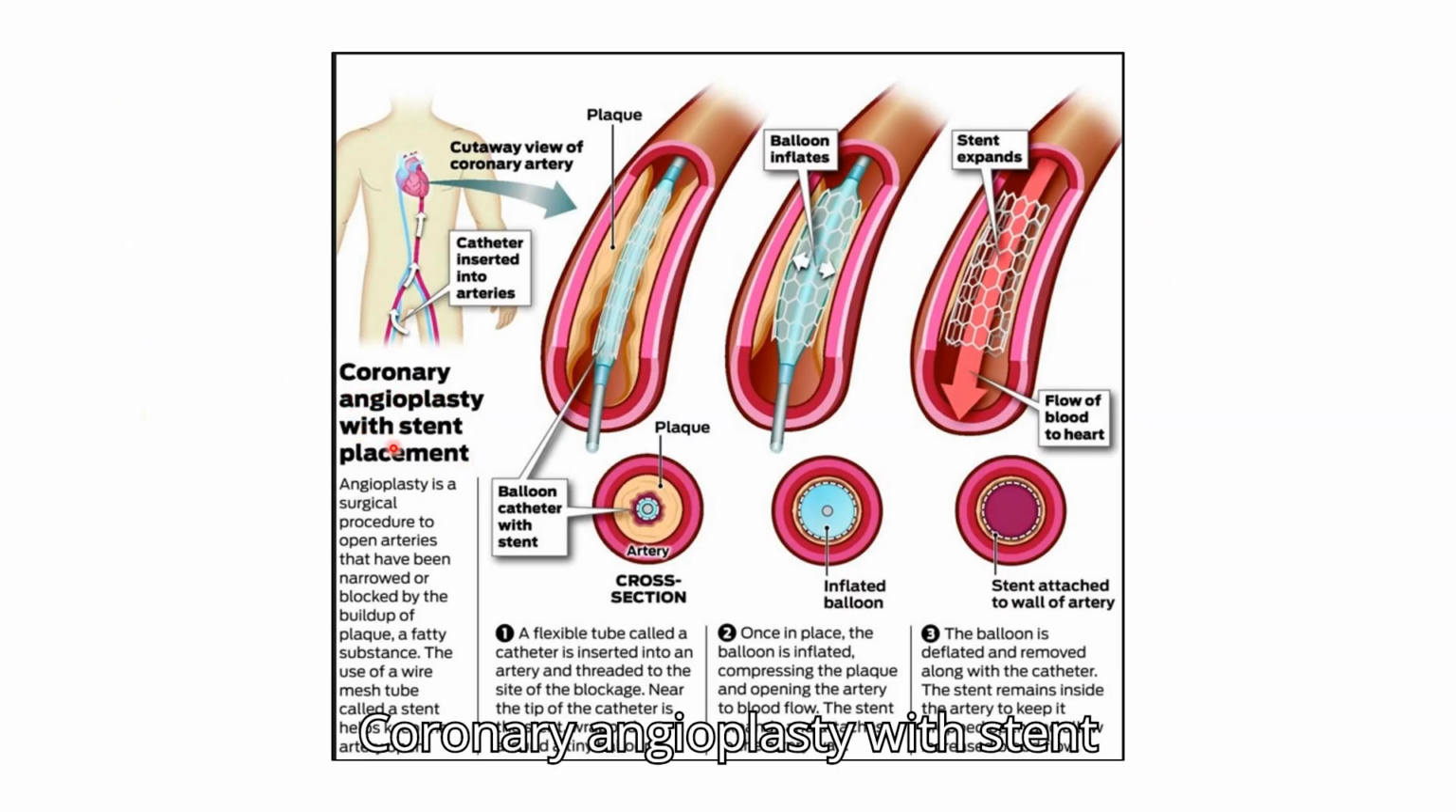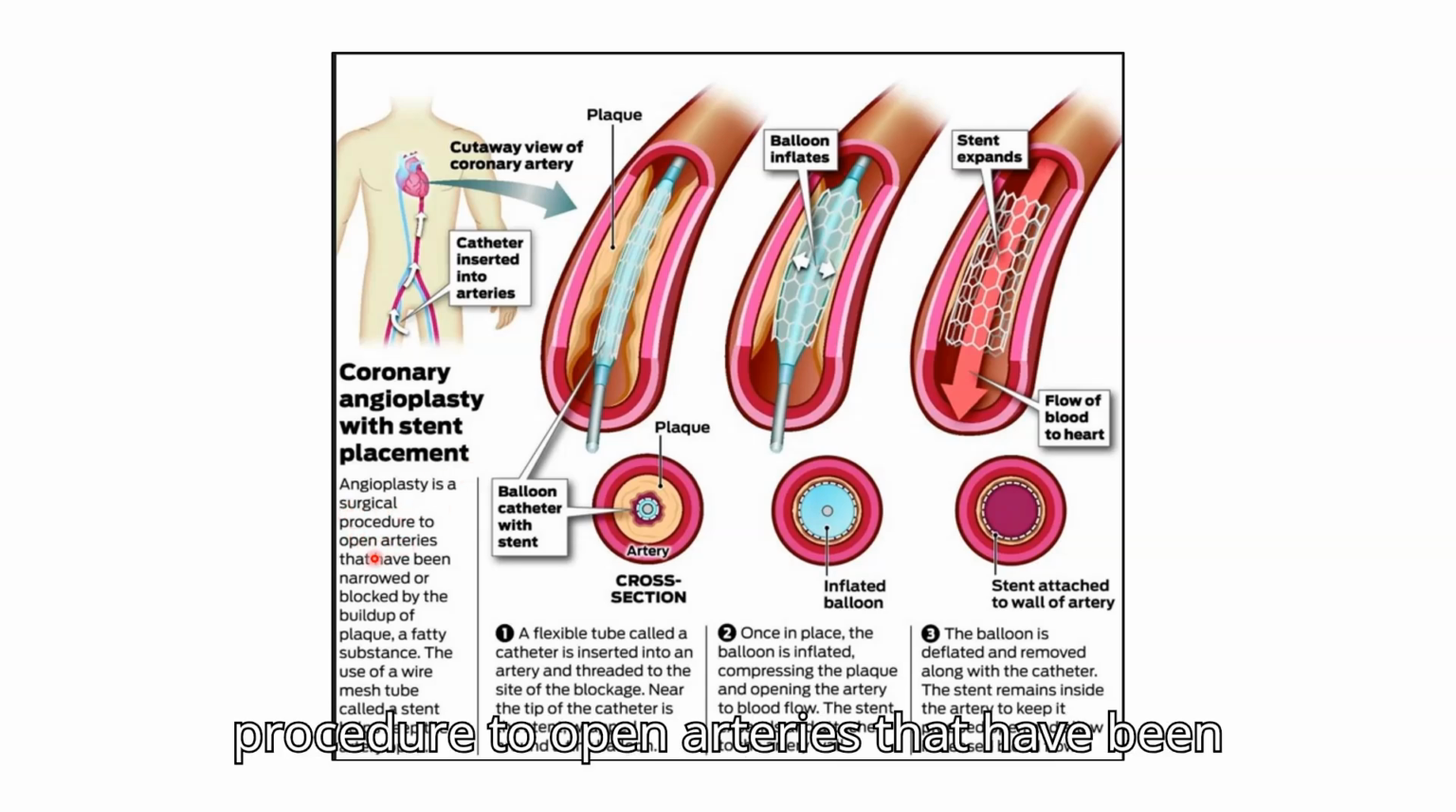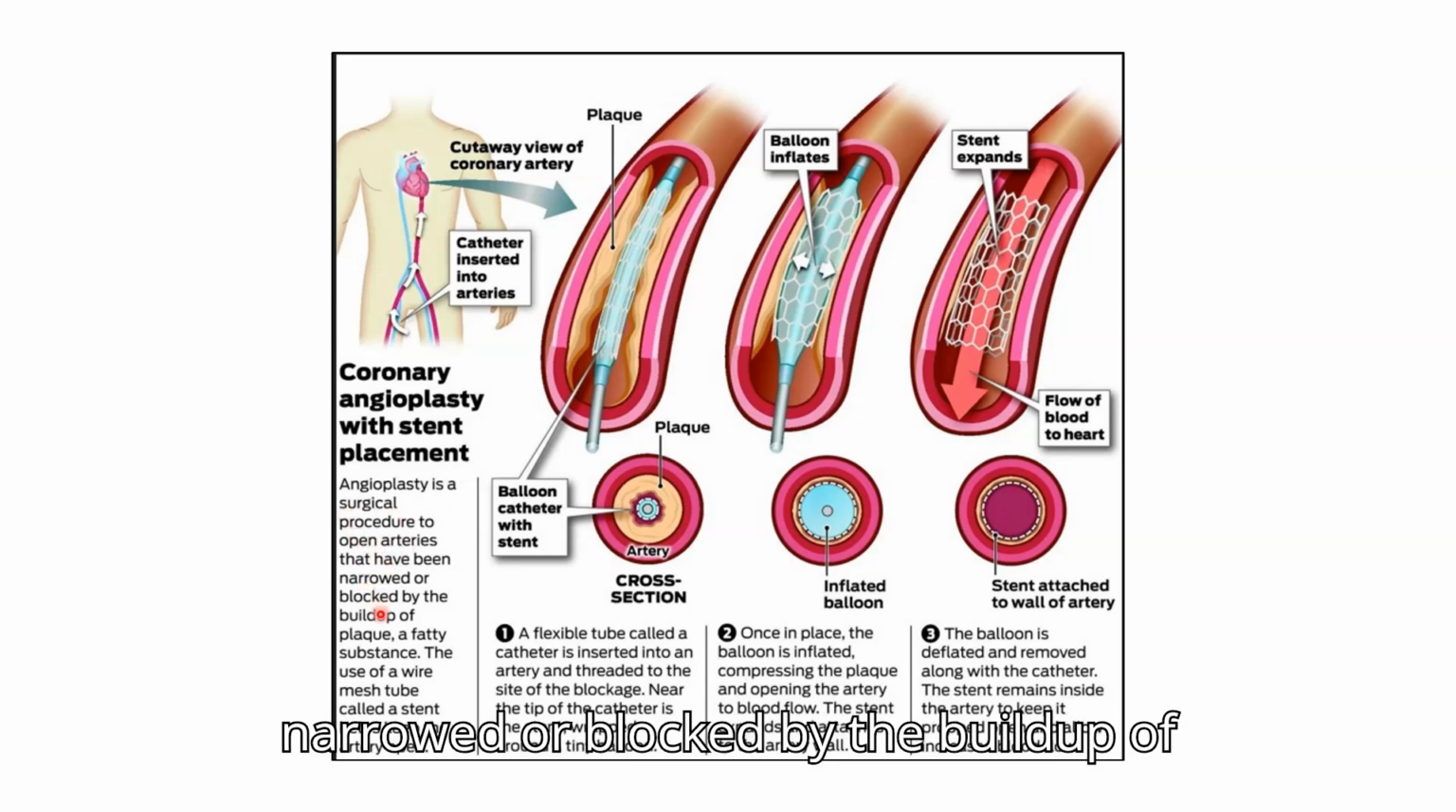Coronary angioplasty with stent placement. Angioplasty is a surgical procedure to open arteries that have been narrowed or blocked by the buildup of plaque, a fatty substance. The use of a wire mesh tube called a stent helps keep the artery open. Catheter inserted into arteries. Here, this is the femoral artery.